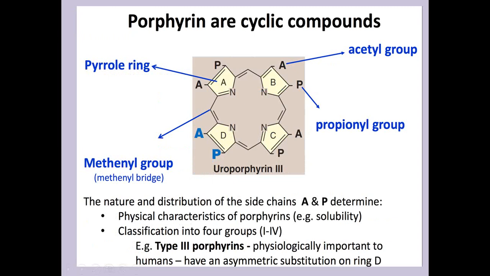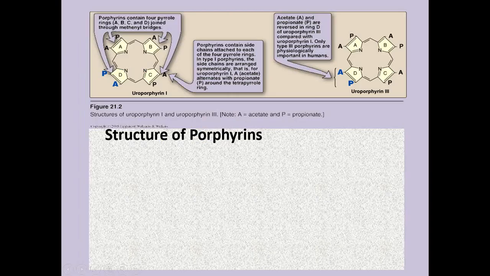The nature and distribution of these side chains, as we have discussed, determines the solubility of the porphyrin. Uroporphyrin 1 is a compound which has all these four rings attached with methenyl bridges, and in this you can see AP, and AP, all symmetrically arranged.